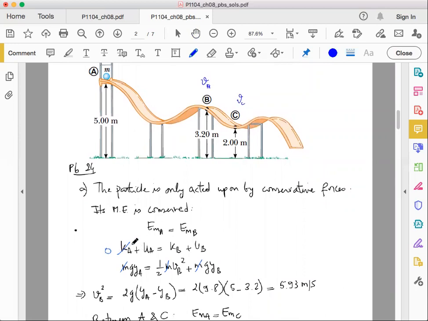So let's start with the left-hand side. KA is equal to 0 because the particle was released. UA, of course, is different than 0. It's equal to m times g times YA. KB is equal to half m VB squared, and UB is equal to m times g times YB. And of course, we take this horizontal line to be the reference for the gravitational potential energy.